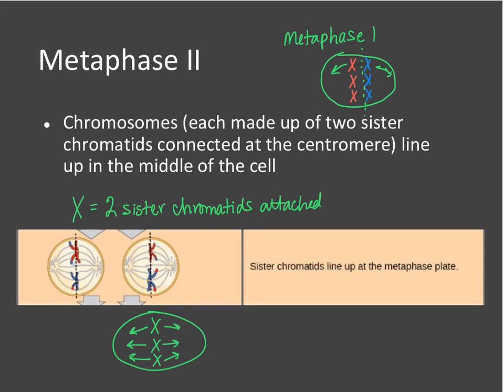But note that in metaphase 2, now the chromosomes, we no longer have homologous chromosomes. So our chromosomes are going to line up more like this, so they're not paired up anymore. And then during anaphase, the sister chromatids are going to get separated from each other. So we end up with one sister chromatid going into one of the new daughter cells and the other sister chromatid going into the other new daughter cell.